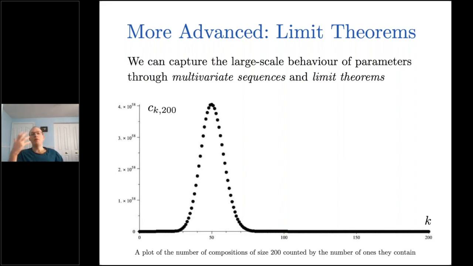And so this is an example of a limit theorem. A limit theorem would say that as the size of the compositions goes to infinity, if you track the number of ones, you approach a certain shape, and in this case, a normal distribution that you might know from other contexts. Again, these kinds of results are very powerful. They appear in many different places.